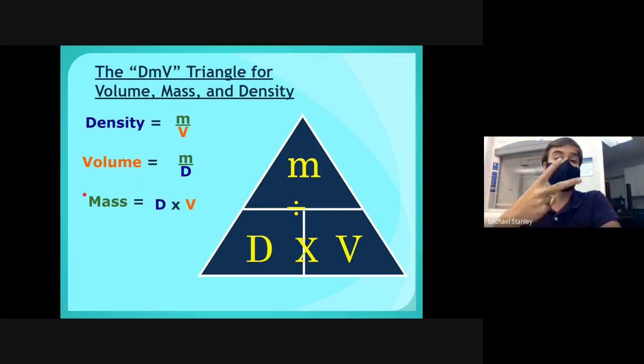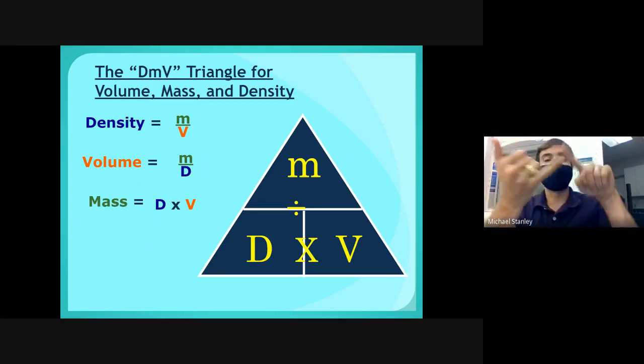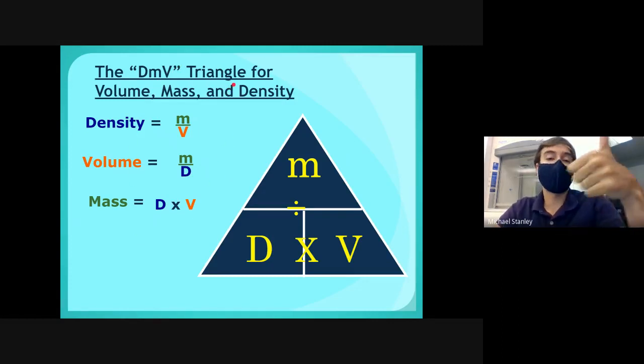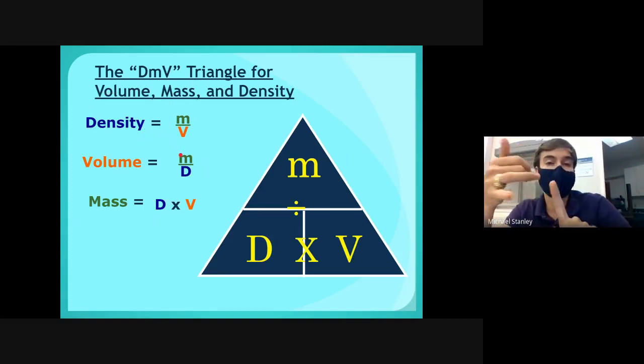So no matter what, as long as you have two of the three numbers out of density, mass, and volume, you can do a simple equation to figure out the third one. If you know the mass and the volume, you can calculate density. If you know the mass and the density, you can calculate volume. If you know the density and the volume, you can calculate mass.